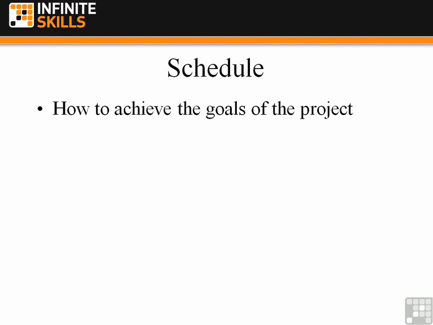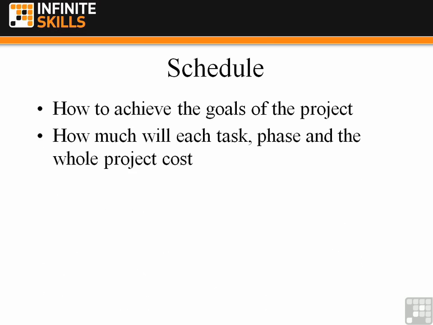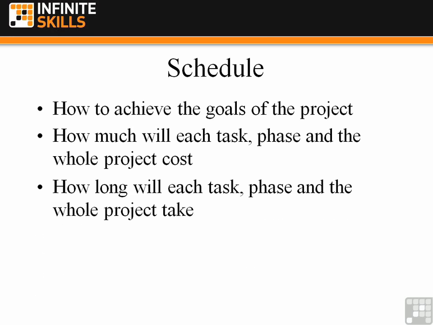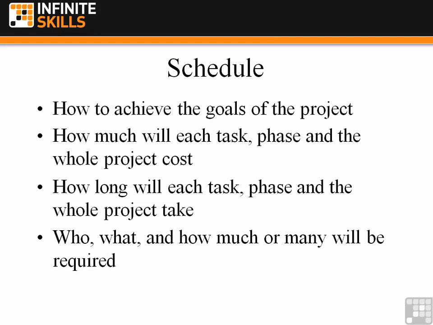At this stage, we're looking at achieving our concrete ideas. So how are we going to set out the goals of the project and how are we actually going to achieve those goals? How much will all the individual steps of the project cost? So how much does each task cost? How much does each phase cost? And therefore, how much does the whole project cost? How long will all the steps of the project take? So how long will each task take, each phase take? Therefore the whole project, and the resourcing of the project. Who will we need to be able to do the things? What will we need? How much of each thing, person, entity will be required in order to achieve our goals?